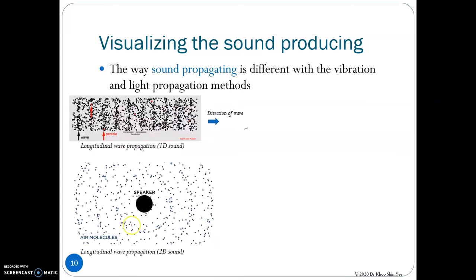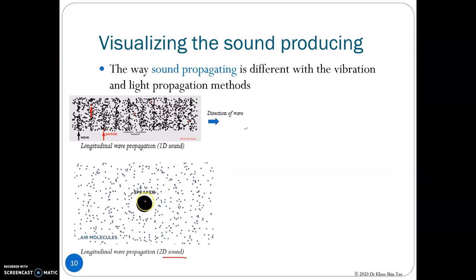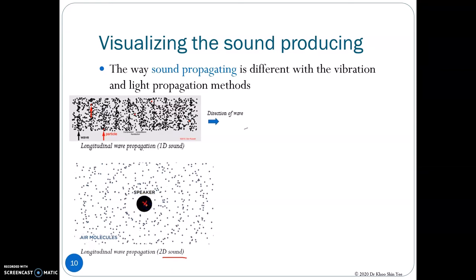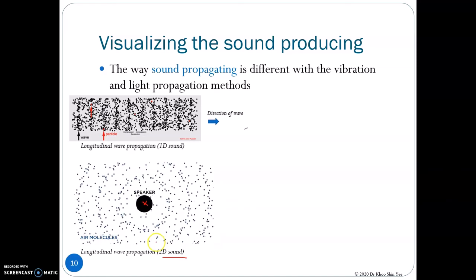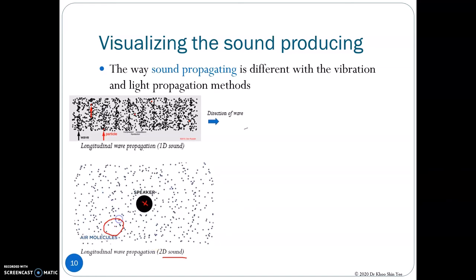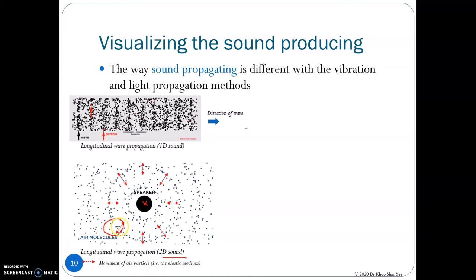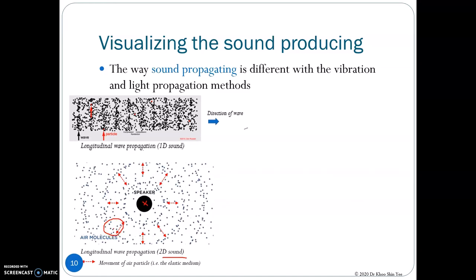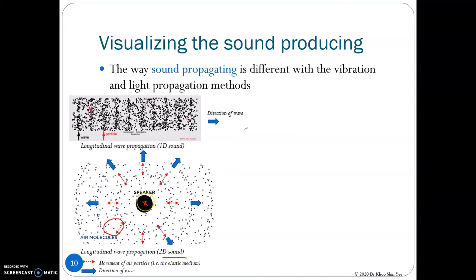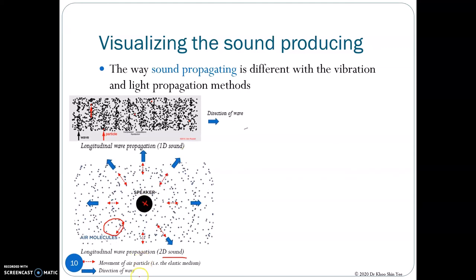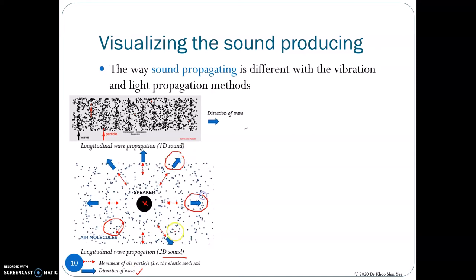In this example, it shows the mechanism of the 2D sound propagation, where the speaker is located at the center and the air molecules or the air particles are given in blue color. If you zoom in to a specific air particle, you can see that the air particle is moving back and forward. If you look at the sound wave, it's propagating outward from the speaker. So this is the direction for the sound wave, given by this blue arrow.